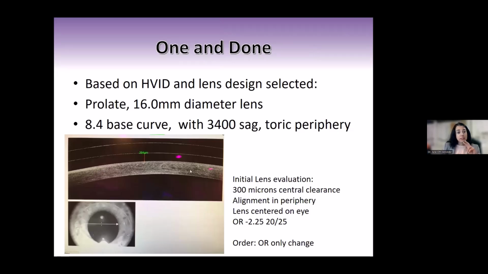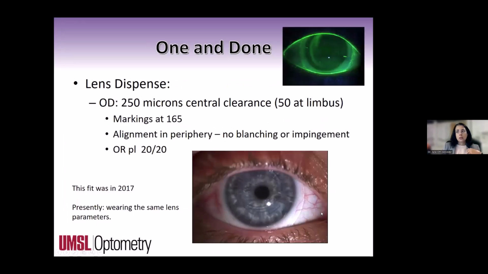I did a prolate 16 millimeter. It had an 8.4 base curve, which is going to be a 40 diopter-ish lens. His flat K was about a 43. 43 sag toric periphery. Initially looked at it, 294 clearance on that initial lens fit, alignment in the periphery, centered on eye, added an over refraction, saw him back.